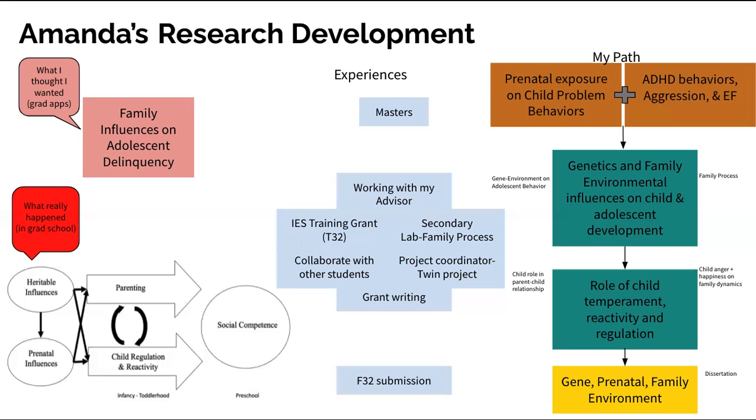So basically, when I first started in my undergrad, what I thought I wanted to do was family influences on adolescent delinquency. That is not where I am. That is not what really happened. So here down below, what really happened is I actually started looking at heritable, prenatal, and family environmental influences on children's development of social competence, both in preschool and in adolescence. So looking at the more positive outcomes versus the negative, and also broadening my scope or interest in risk factors and protective factors.